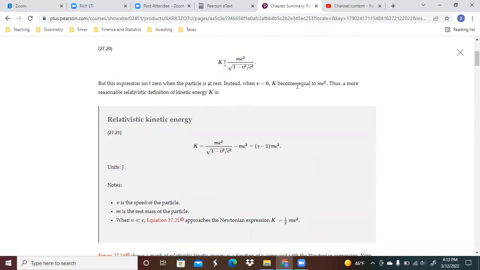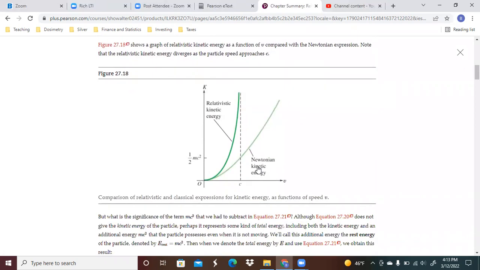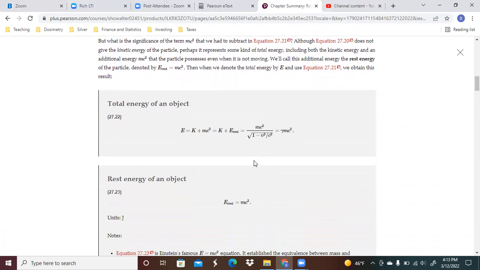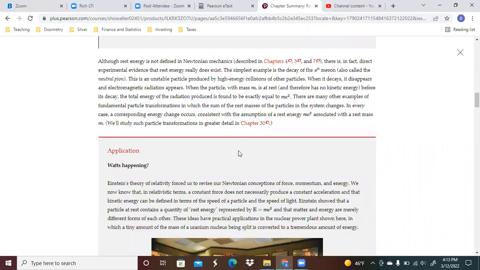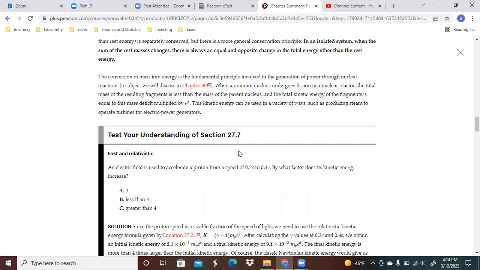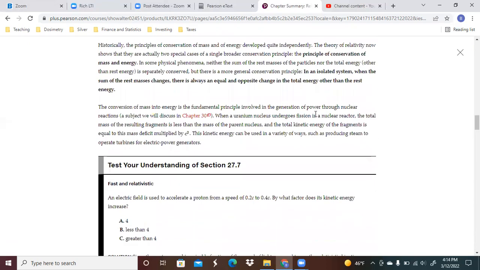However, this expression isn't zero when the particle is at rest, so we've got to adjust things. And this is what it ends up becoming. So if we went with just the Newtonian kinetic energy definition, this is what it would be. If we look at the relativistic, this is more of what we observed. And you can see these definitions here. So in an isolated system, when the sum of the rest masses changes, then there is always an equal and opposite change in the total energy other than rest energy.